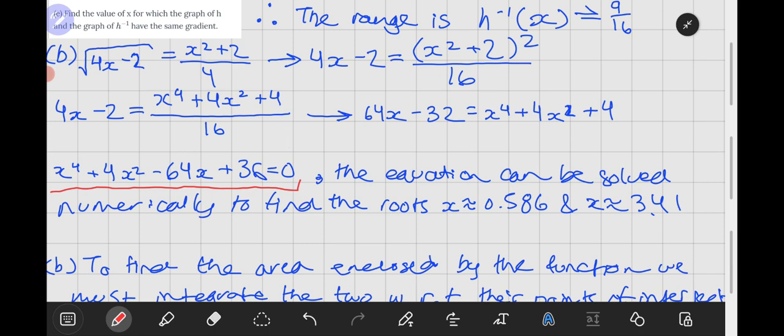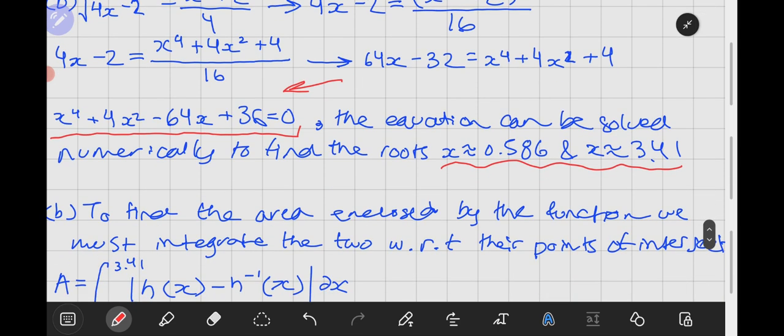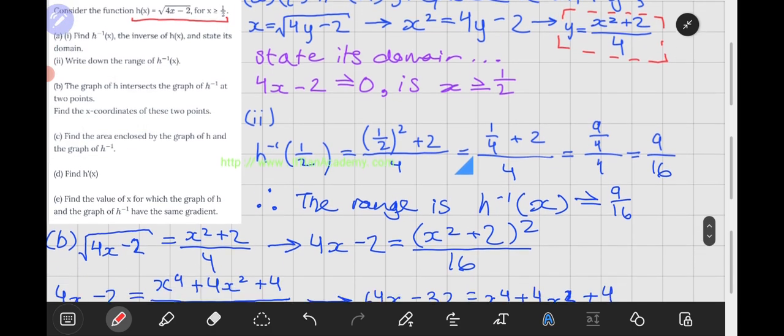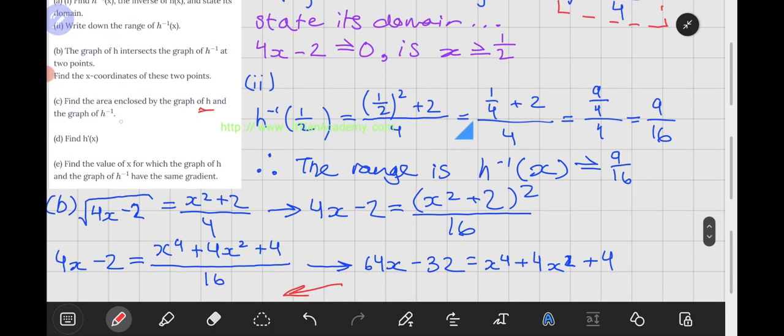Now to find our roots, you can use factoring to find a perfect square kind of equation, like in vertex form, at least for one of the terms. We can do grouping as well. It's much easier to solve the equation numerically using something like Newton's method. And when doing so, one should find that the 2 points come out to be x is equal to 0.586 and 3.41.